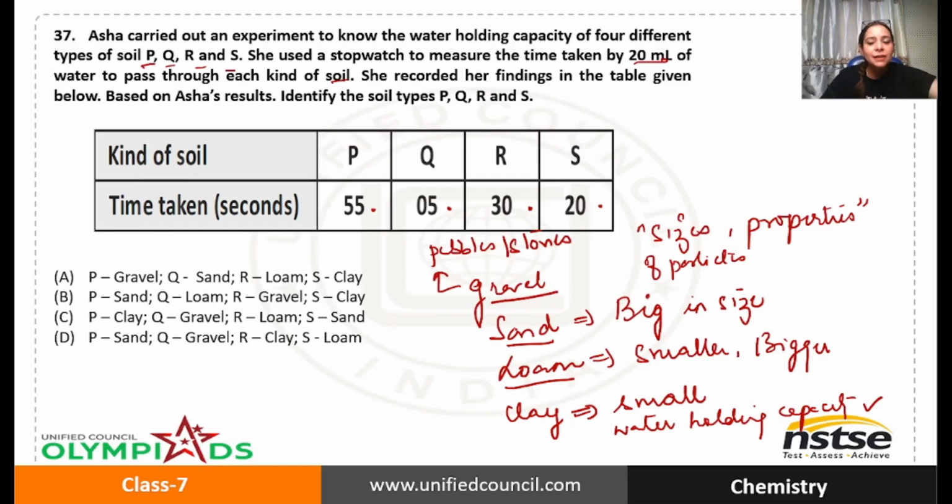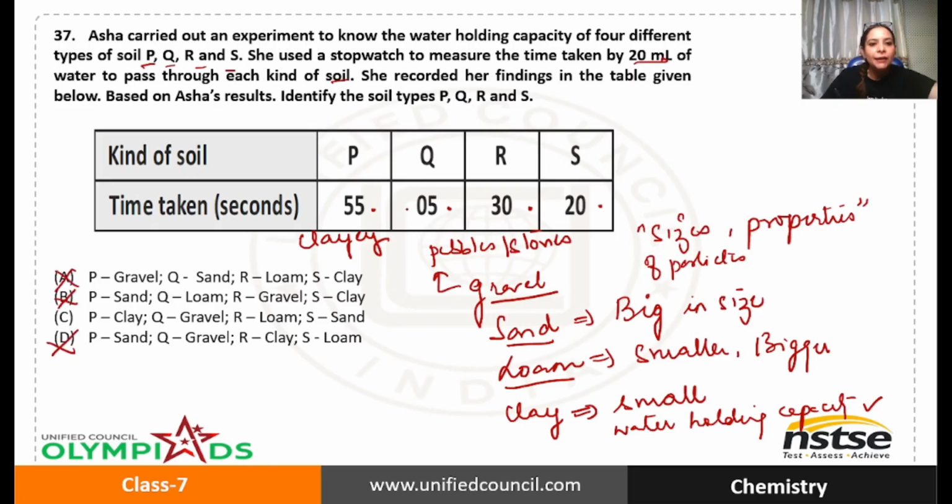So the option in which you can see that P took 55 seconds, Q took 5 seconds for water to pass through it, R took 30 and S 20. So let me tell you, the one which has more water holding capacity will take more time to pass water through it. So P would be clay soil. So that means where P is clay would be the right answer.